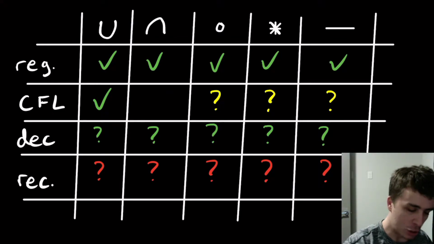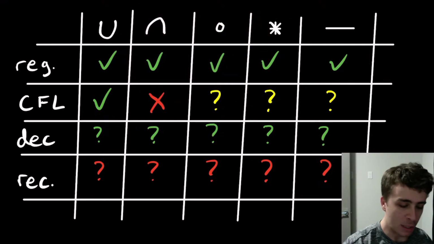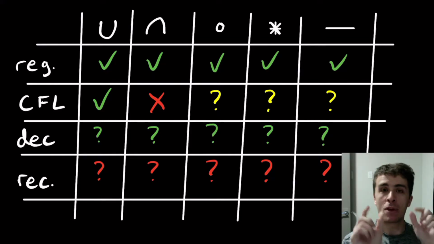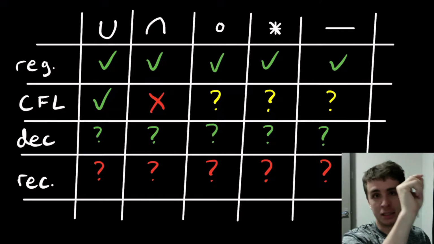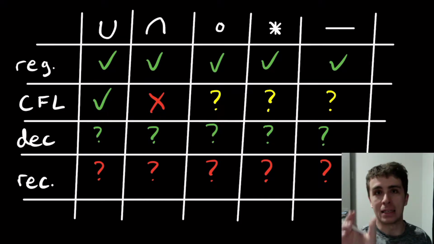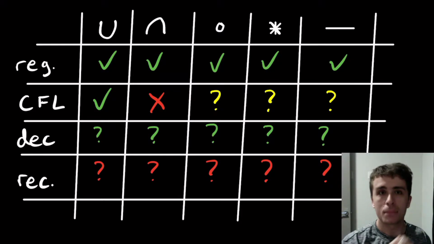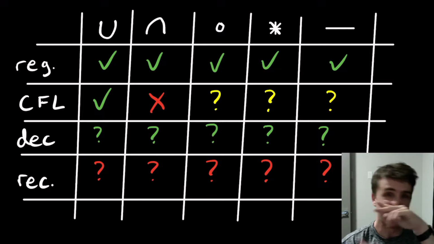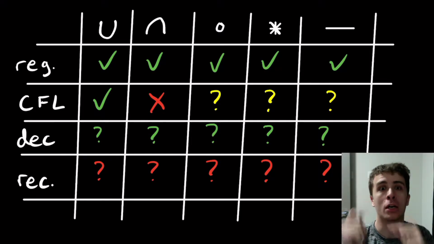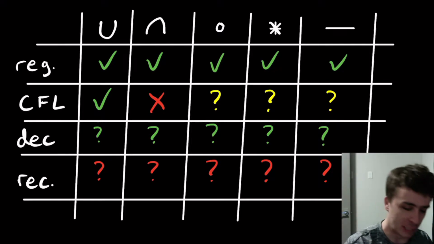For intersection, the answer was, in fact, no, they're not. And the reason was that if we had the language a to the n, b to the n, c to any variable, and the other language being a to any variable, b to the n, c to the n, then the intersection of those two languages is a to the n, b to the n, c to the n, which is not context-free. And the original two languages are context-free, so it's not closed under intersection.